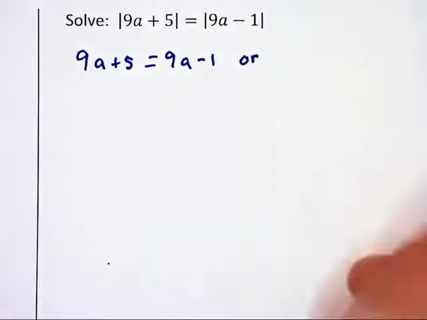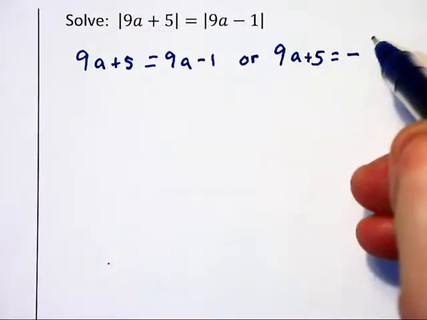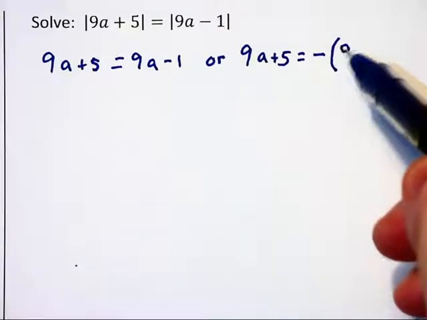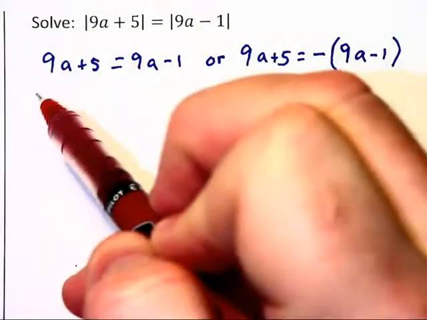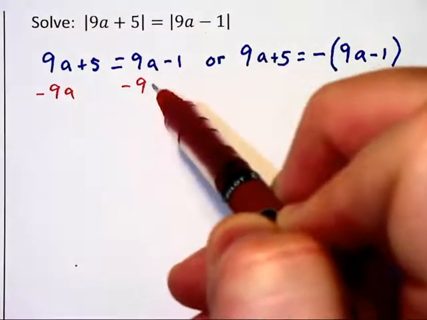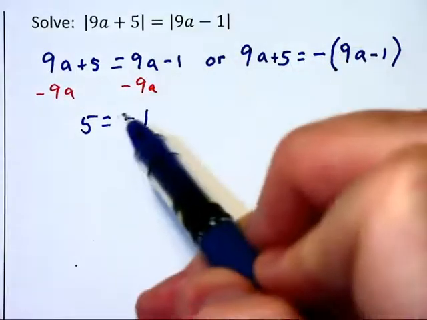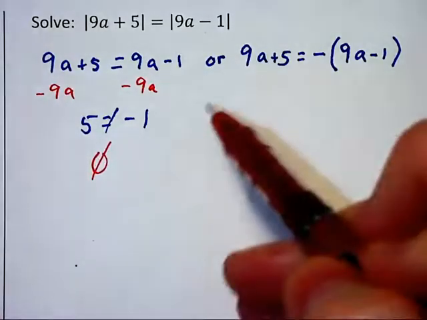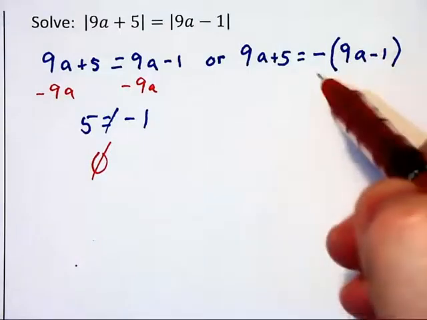So what we would do then is we would say 9a plus 5 is the opposite of, use a minus sign and a parentheses, the right-hand side, 9a minus 1. And we would solve these two equations. For this first one, however, when I subtract 9a on each side, I get 5 is equal to -1, which makes no sense, and so there's no solution on this first part. So let's look at what's on the right.